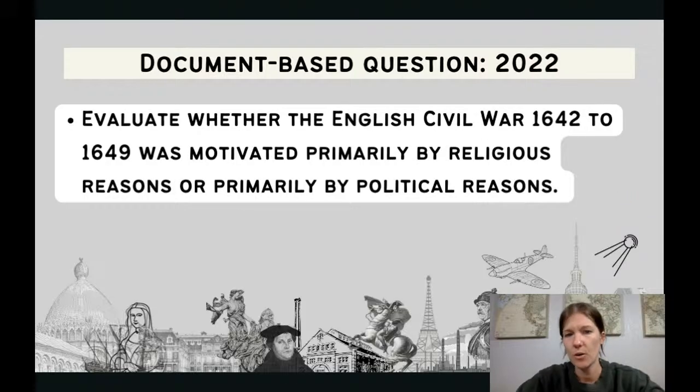The 2022 DBQ was: evaluate whether the English Civil War from 1642 to 1649 was motivated primarily by religious reasons or by political reasons. So you have the same kind of argument structure that you had last time, right? You're looking at two themes, and which one motivated this thing more?